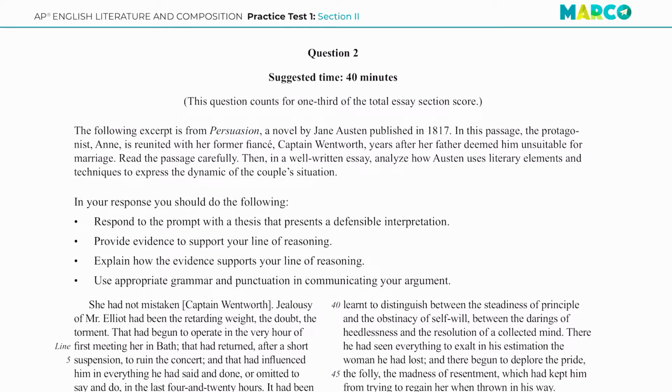Then, in a well-written essay, analyze how Austen uses literary elements and techniques. That's pretty broad and vague, and this is the language you're going to see every time. Literary elements and techniques to express the dynamic of the couple situation. Now, that's the key part. That isn't just the boilerplate language. What is the dynamic of the couple situation?